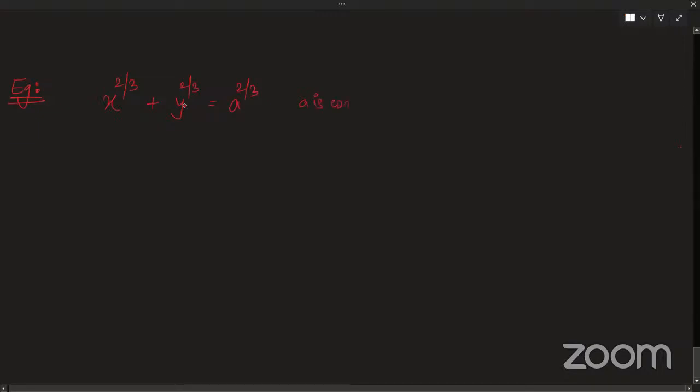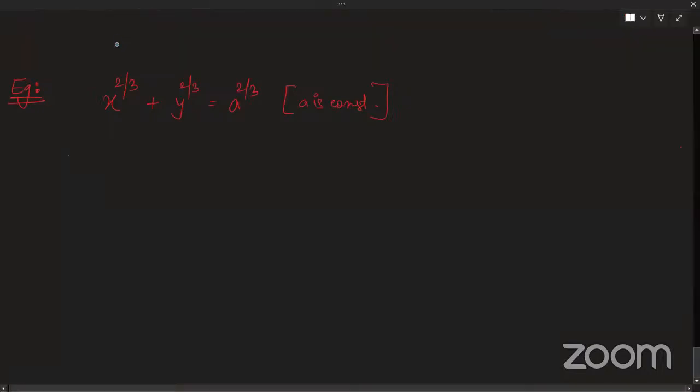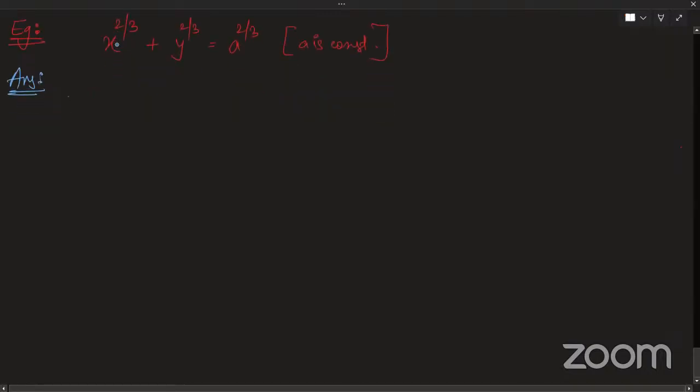Sometimes you can be given an equation. So for example, I give you an equation x raised to 2 by 3 plus y raised to 2 by 3 is equal to a raised to 2 by 3. A is again any constant. And now I am asking you to find your value of dy by dx. So obviously, if you try to differentiate this equation, let us see how it will work. Can you differentiate this whole thing with respect to x?